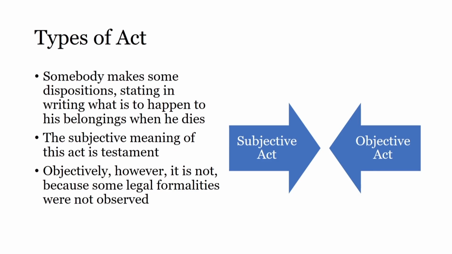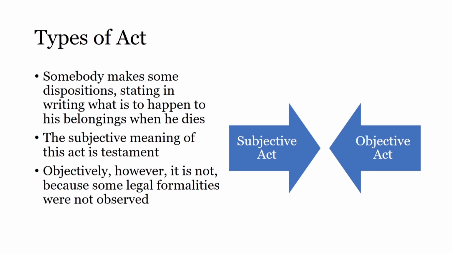Further, in this slide you will find that he said there are two types of act. One is called subjective act and the other is called objective act. Subjective act means that someone makes some dispositions, and he or she states in writing what is to happen to his belongings when he dies. This is a kind of act, but what is the subjective meaning of this act? The subjective meaning of this act is testament. You might have heard the word will.